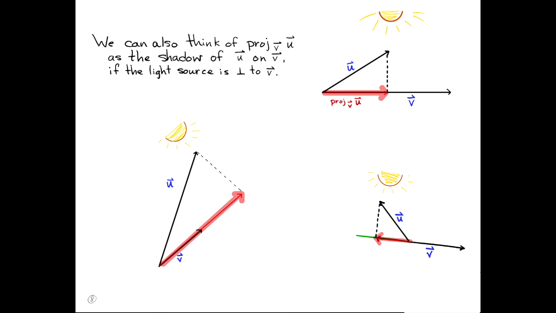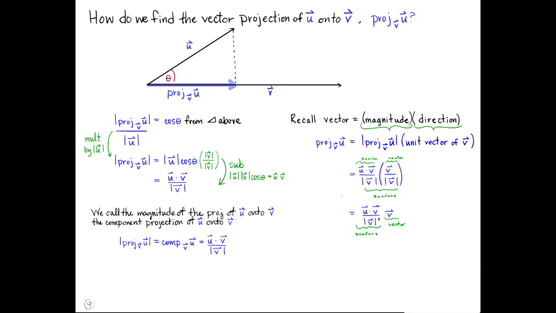Algebraically, to find the vector projection of u onto v, start by drawing a right triangle by dropping that perpendicular line down. Then we know that cosine theta, where theta is the interior angle between u and v, is equal to the projection of u onto v over the magnitude of the vector u.